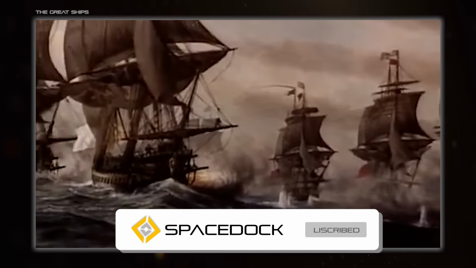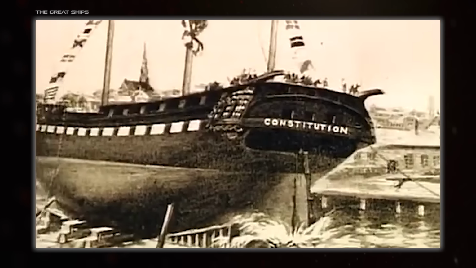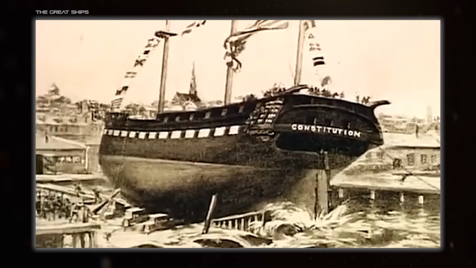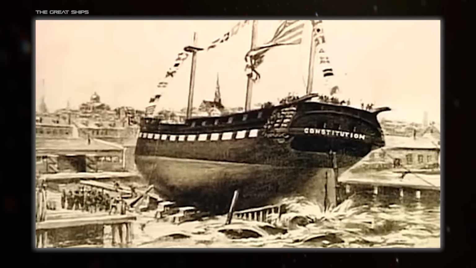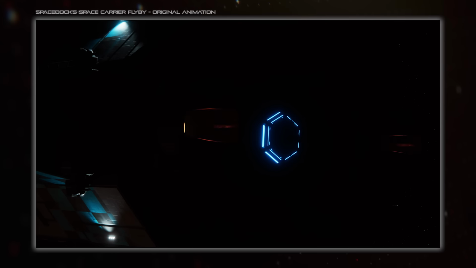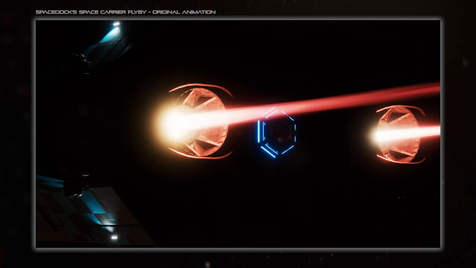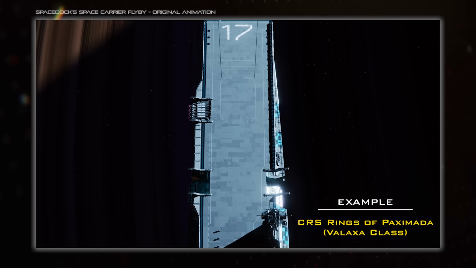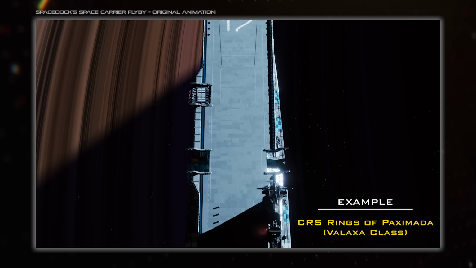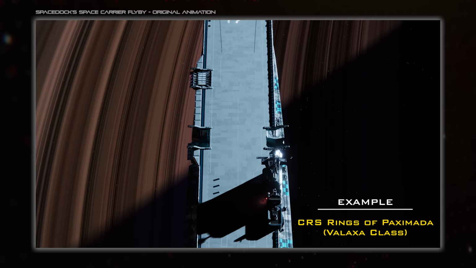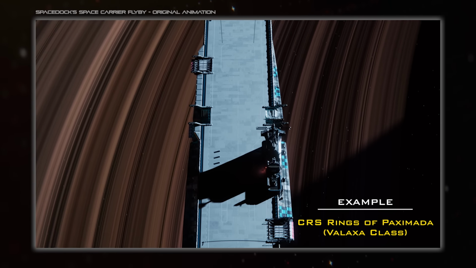After going over those common naming conventions, we're going to do that worked example I mentioned at the start before finishing up with some other miscellaneous thoughts. The ship we're using in the example is one of the ones from our Patreon rewards, the CRS Rings of Paximada, a Verlaxa class carrier. As you can see, there's two names here, so there's a whole implied naming convention.